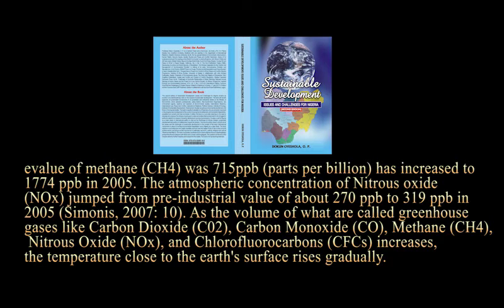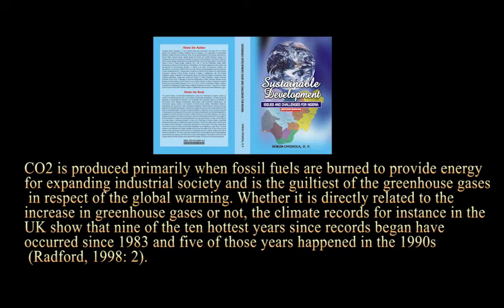The atmospheric concentration of nitrous oxide, N2O, jumped from a pre-industrial value of about 270 ppb to 319 ppb in 2005 (Simonis, 2007, 10). As the volume of so-called greenhouse gases like carbon dioxide, CO2, carbon monoxide, CO, methane, CH4, nitrous oxide, N2O, and chlorofluorocarbons, CFCs, increases, the temperature close to the Earth's surface rises gradually. CO2 is produced primarily when fossil fuels are burned to provide energy for an expanding industrial society and is the guiltiest of the greenhouse gases in respect of global warming.